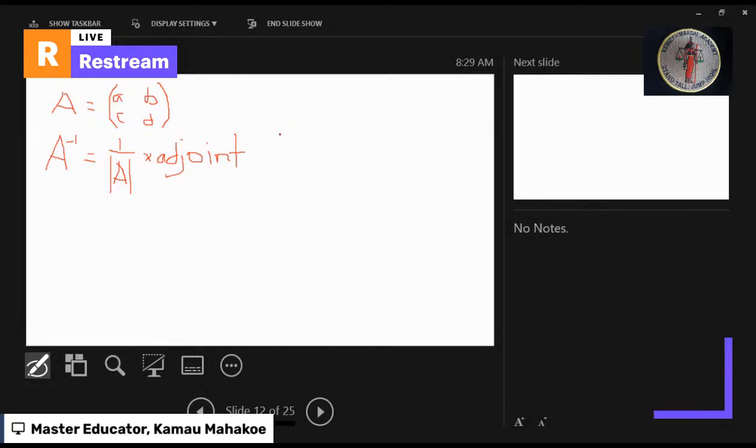So let's recap. The determinant of A would be A times D minus B times C. And the adjoint would be, we're going to switch places with the A and D. So the D comes here, the A goes there, and we're going to change the sign of the B and C. So to find the inverse, we'd multiply 1 over the determinant times the adjoint.